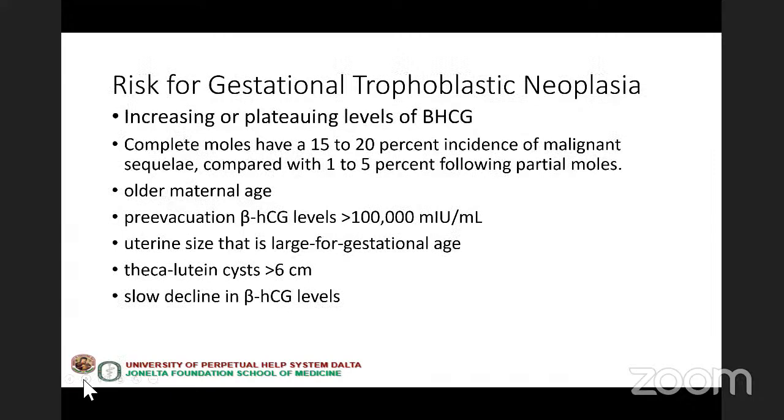So the risk factors for GTN would be the following. Increasing or plateauing levels of your beta HCG. Complete moles would have a 15 to 20% incidence of malignant sequelae compared to 1 to 5% if partial. Older age, beta HCG higher than 100,000, uterine size more than 6 weeks, theca lutein cysts larger than 6 centimeters, and a slow decline in your beta HCG levels.